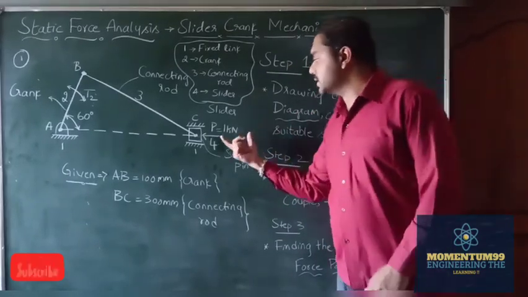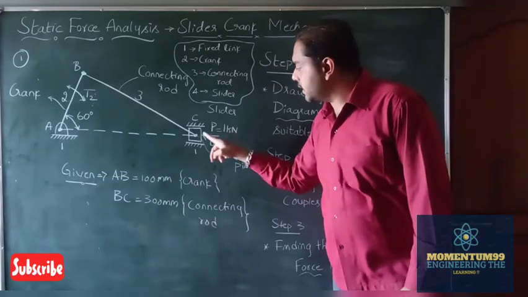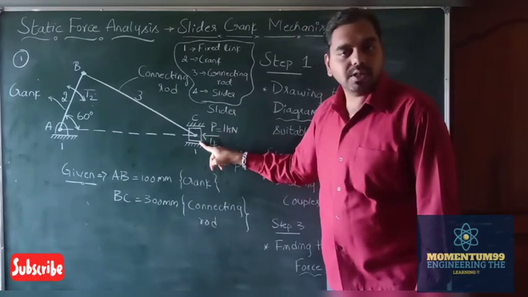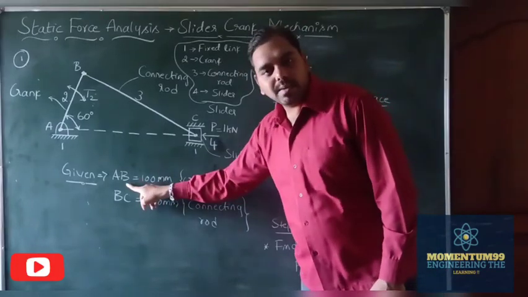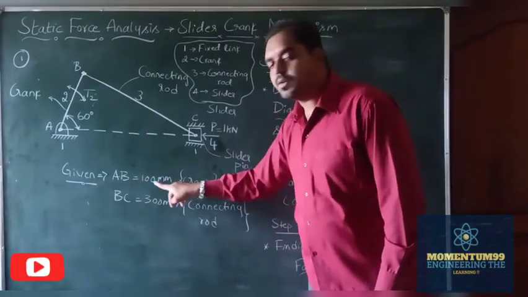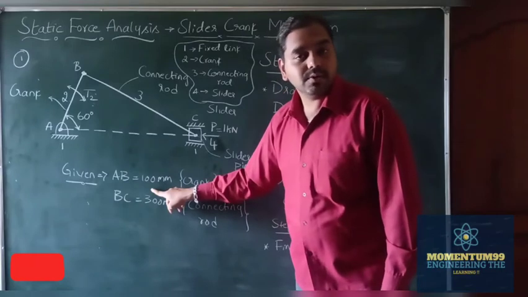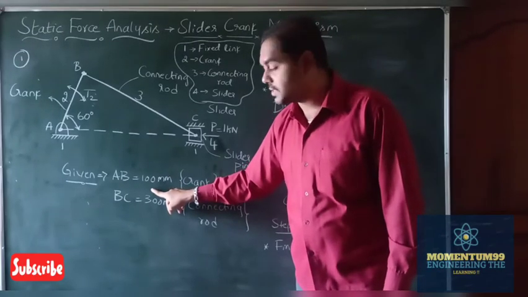Now let's see the dimensions of the given links in this particular problem here. Now we have this load P equal to 1 kN acting at the point C on the piston here, and the given data indicates the length of the link AB, that is the crank, is equal to 100 mm, that is equal to 10 centimeters, if you take the length in centimeters.